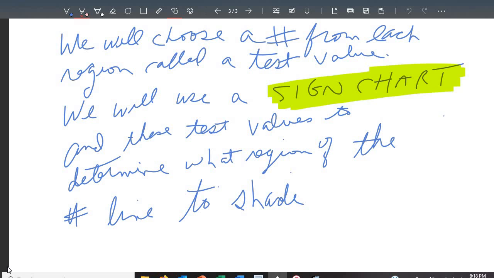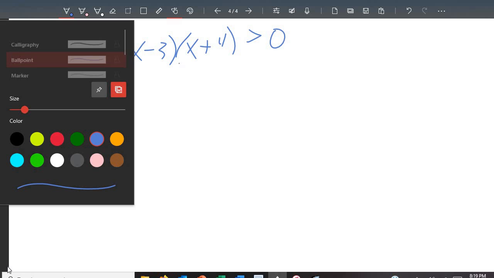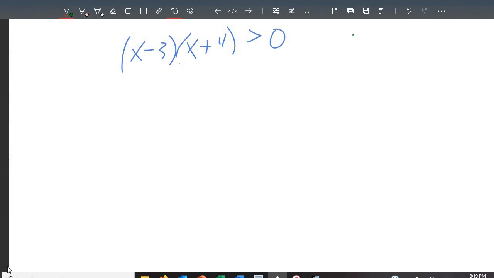Now, let me start with some simple ones. I'm going to do something that's already been factored. Let's say we have (x minus 3)(x plus 4) greater than 0. Now, what this is telling me is I want to multiply two numbers together and I want it to be positive. I want it to be greater than 0.